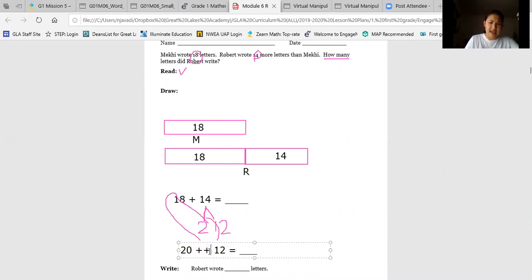Grab a 10, because I see a 10 in the number 12. 20, 30, and then add 2 more, 32. Great, so much easier. So now we know that Robert wrote a total of 32 letters.